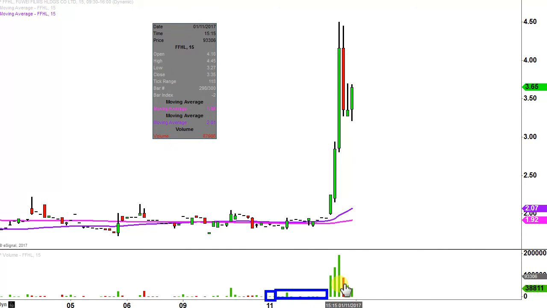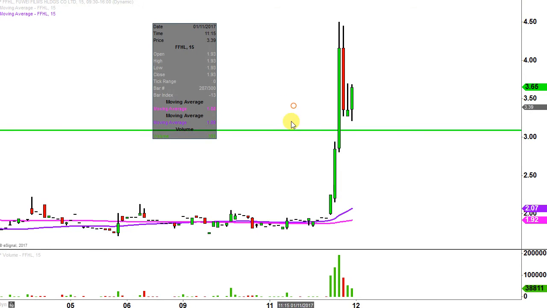So this all happened very late day. That's where the majority of this volume came in. So I want to get a few things updated here in terms of supports and resistances. First level of support and the ideal level of support.